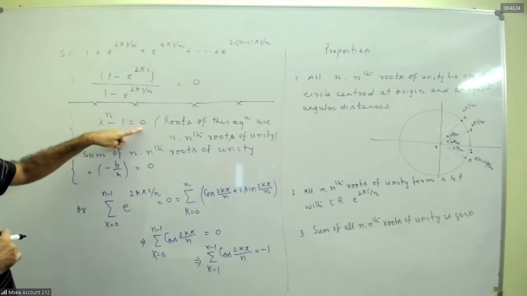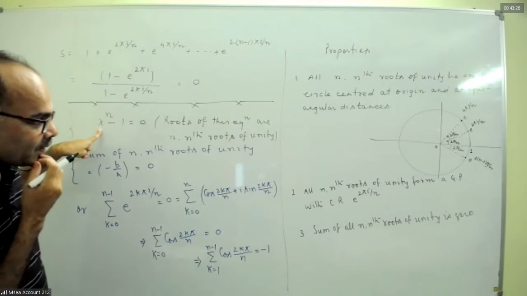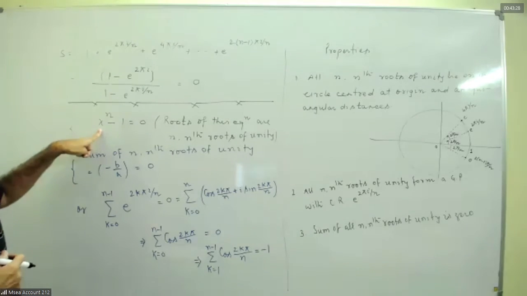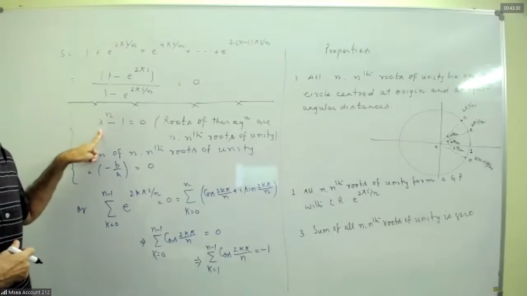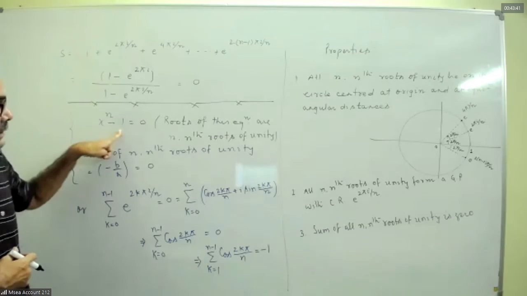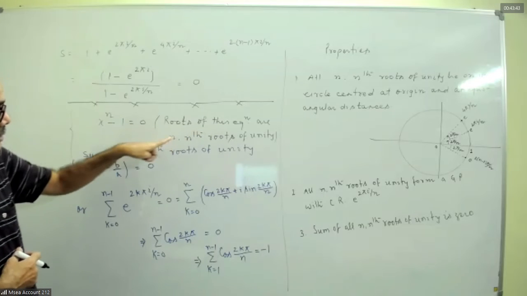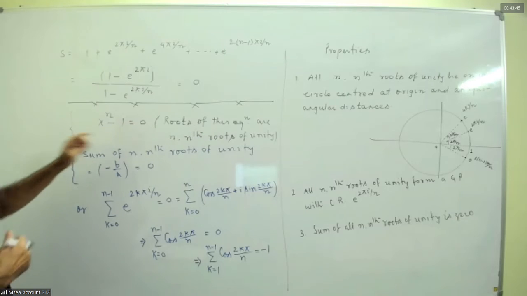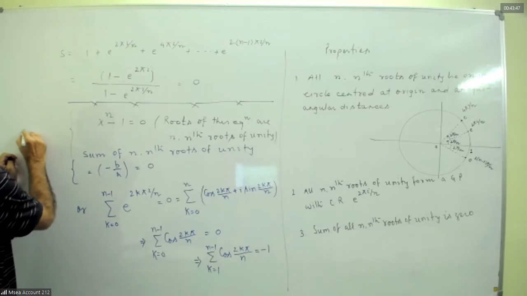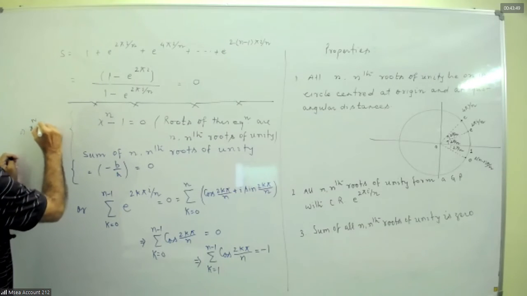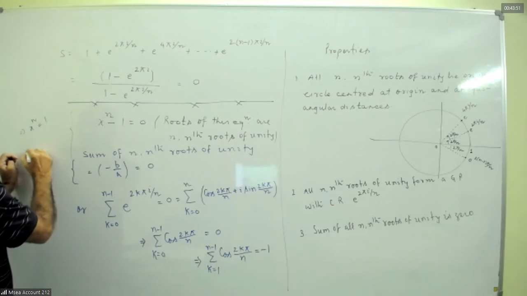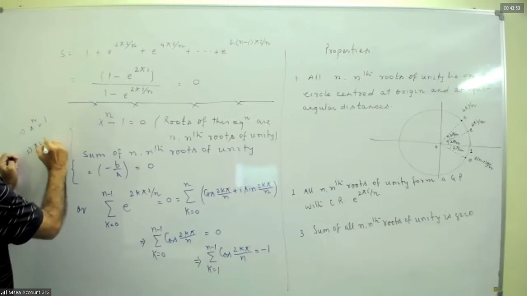Plus or minus? No. Suppose n is 3, then what are the roots? 1, omega, omega square. So the roots of this equation I have written here in the bracket. The roots of the equation are the nth roots of unity. If you write it as x to the power n equal to 1, then x will be how much? 1 to the power 1 by n.